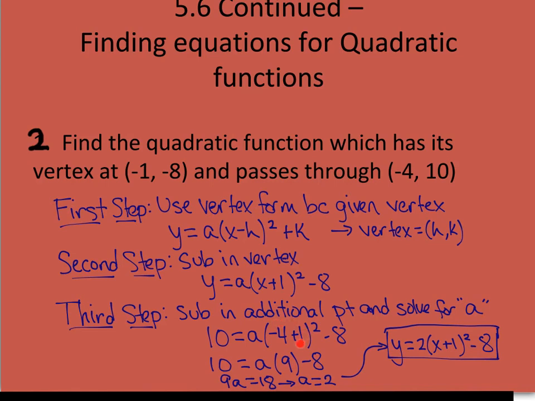I'm going to do what's in parentheses first. Negative 4 plus 1 is negative 3, which when I square it, I get 9. And be really careful with this. It's tempting to want to do 9 minus 8, but keep in mind that it's a times 9, which is 9a. So it's actually 9a minus 8 is 10. And if 9a minus 8 is 10, then 9a is 18, and a is 2.